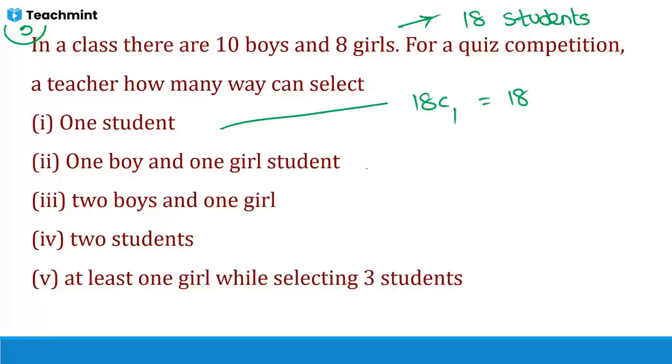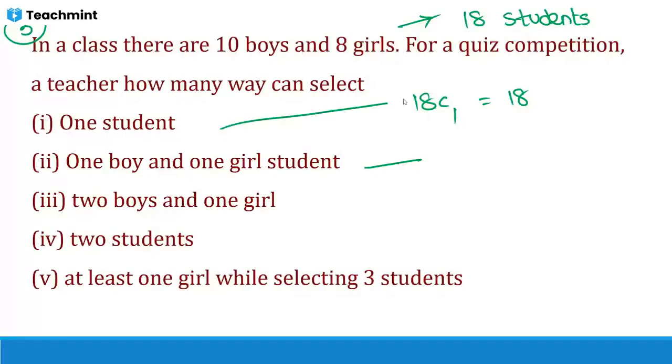Whereas next, one boy and one girl. So guys, using the fundamental principle of counting, when you have 'and', we should go with multiplication. When 'or' comes into the picture, we should go for addition. 'And' means multiplication, 'or' means addition. One boy and one girl are required. Among 10 boys, select one boy, and among 8 girls, one girl. Because of 'and', we need to do multiplication. So it's 10 into 8, which is 80.